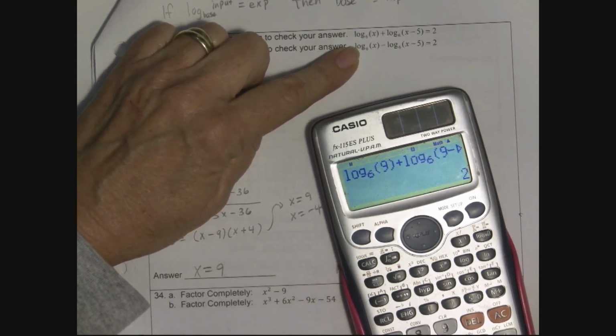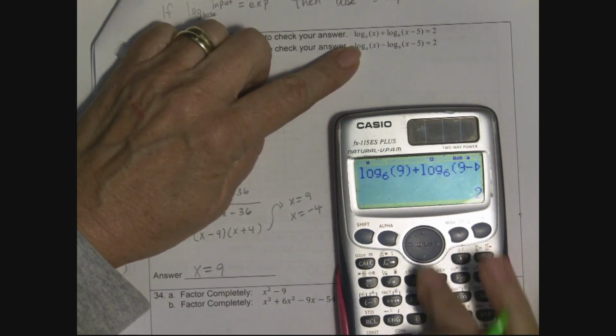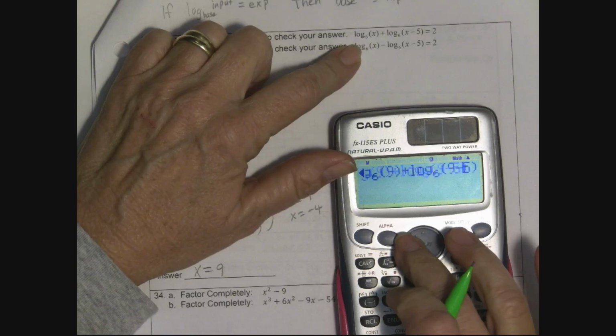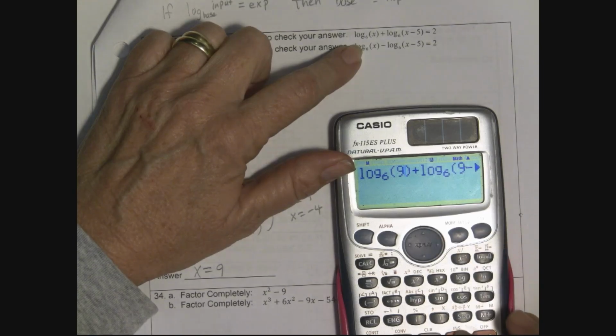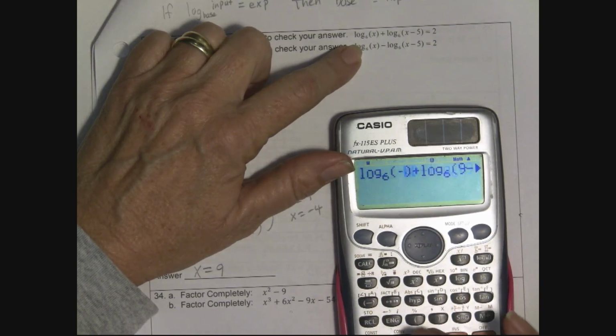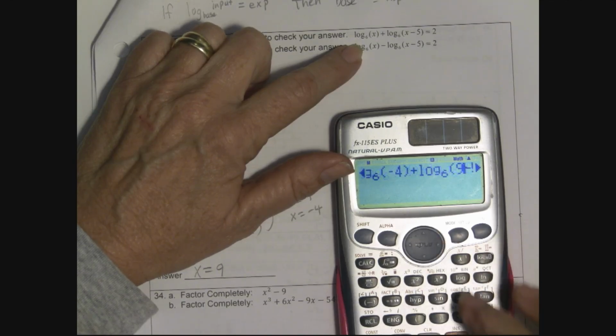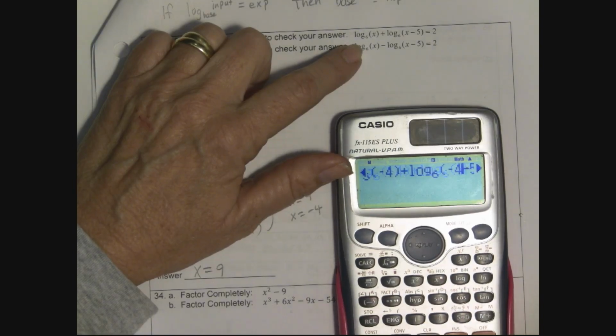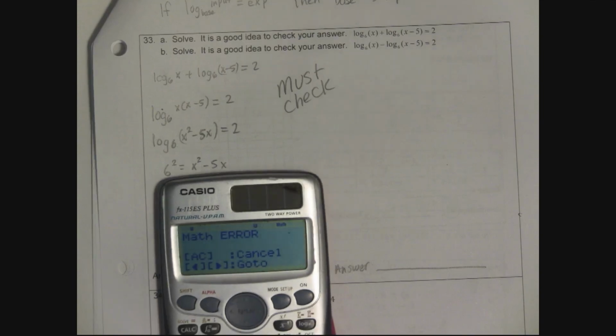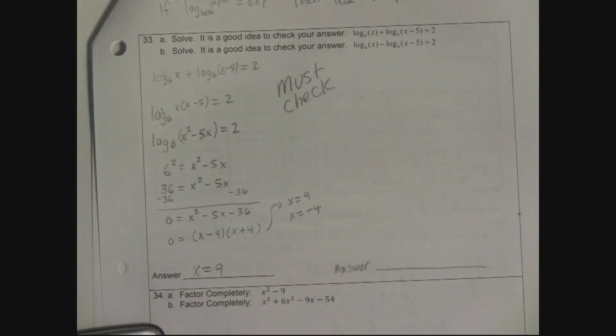Is it possible that they could both work? The answer is yes, it is possible that they could both work. Are they both going to work here? No, they're not going to both work. But I could make a problem where they both work, and if you do problems in the book, I'm sure you will find one. When I checked negative 4, I got math error. That's extraneous, because the input to the log cannot be negative, and we have a negative value.